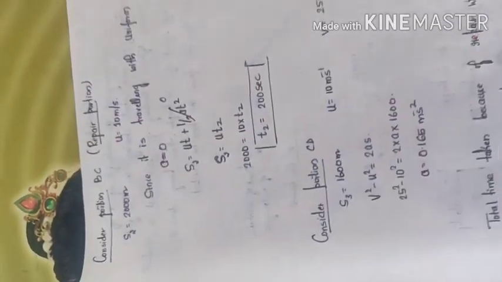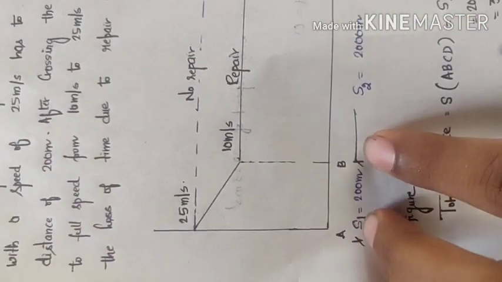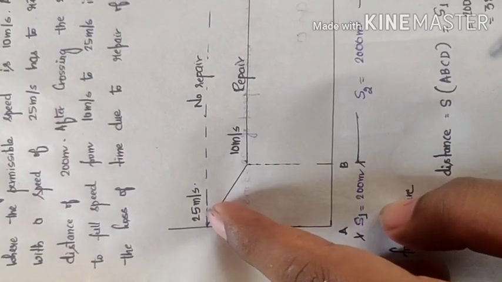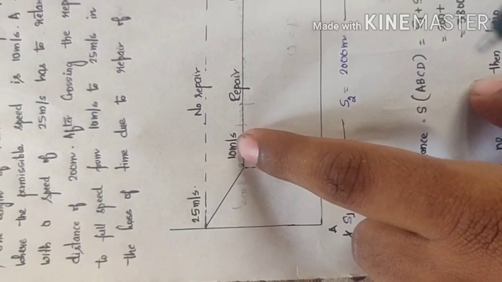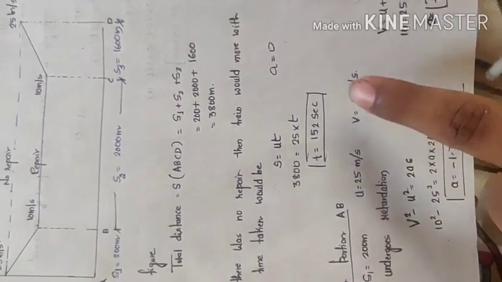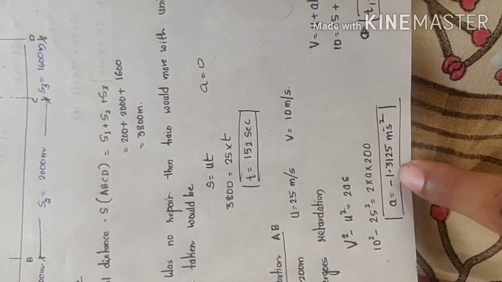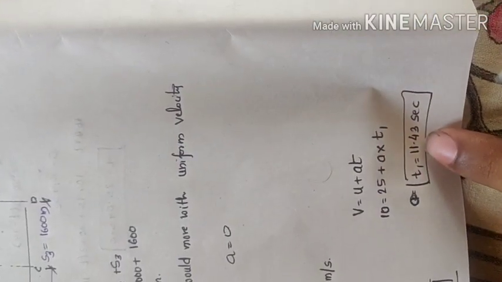Okay, hope you understood the first part. Once again, I'll repeat. With respect to this first part, I know the distance is 200 meters, initial approaching velocity is 25, and final velocity at the end of point B is 10 meters per second. So I'll take those data: S1 is 200, u is 25, v is 10. We'll calculate the retardation and the time required to cover the distance of 200 meters.